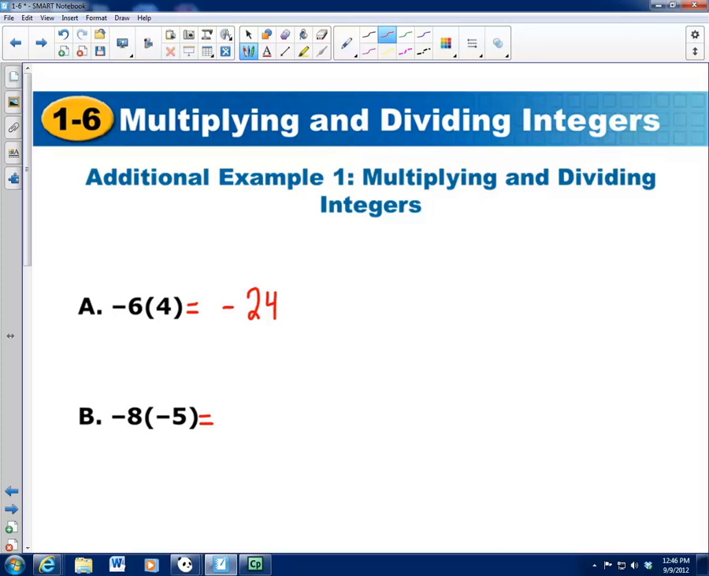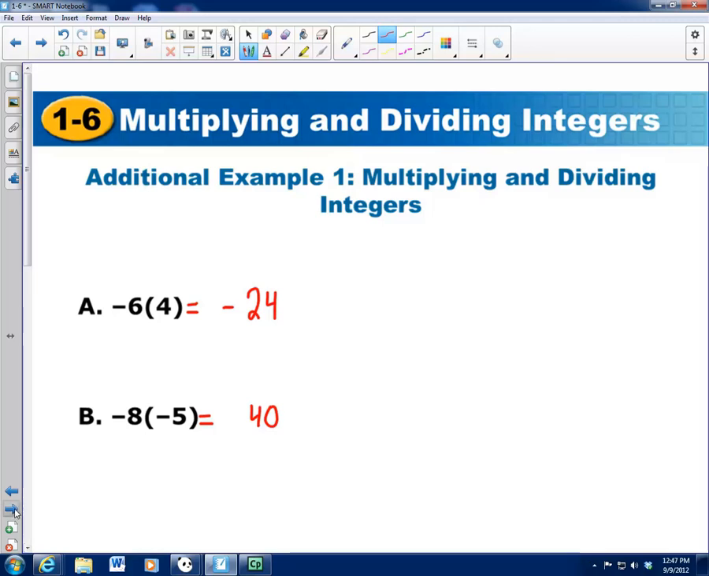Let's take a look at letter B. Again, we're going to do the same thing. Our parentheses mean multiply, so we need to look at the two numbers. We have a -8 and a -5. Those signs are the same. They're both negative. Therefore, my answer has to be positive. Now I multiply just like normal. 8 times 5 is going to be 40. And again, since my signs are the same, my answer is positive 40. Pretty simple.